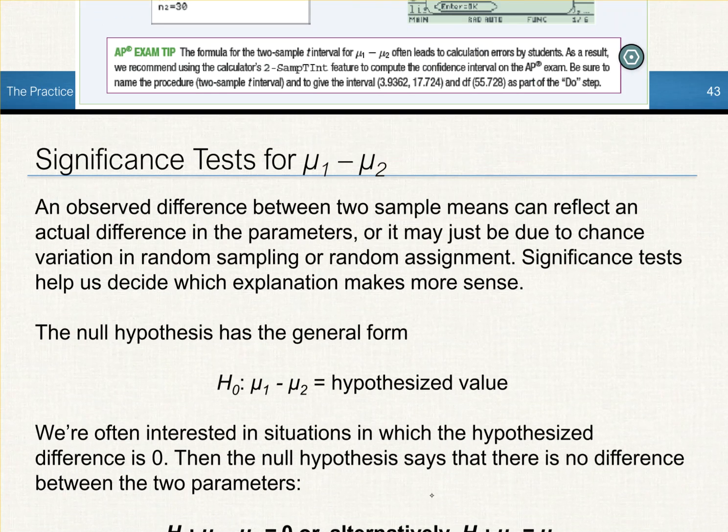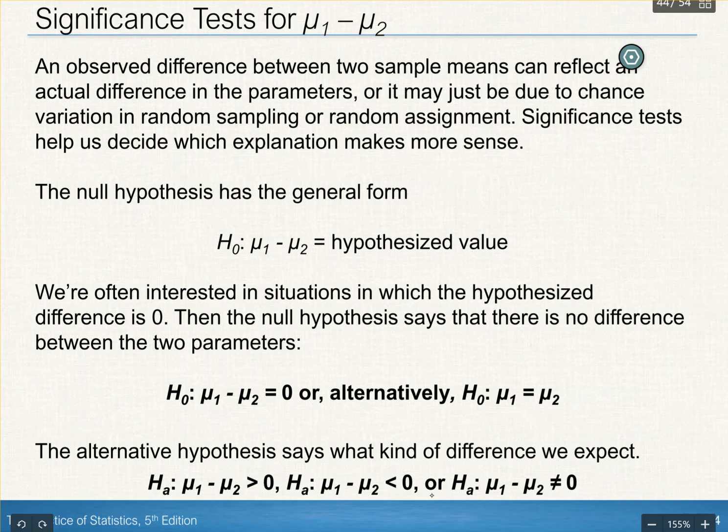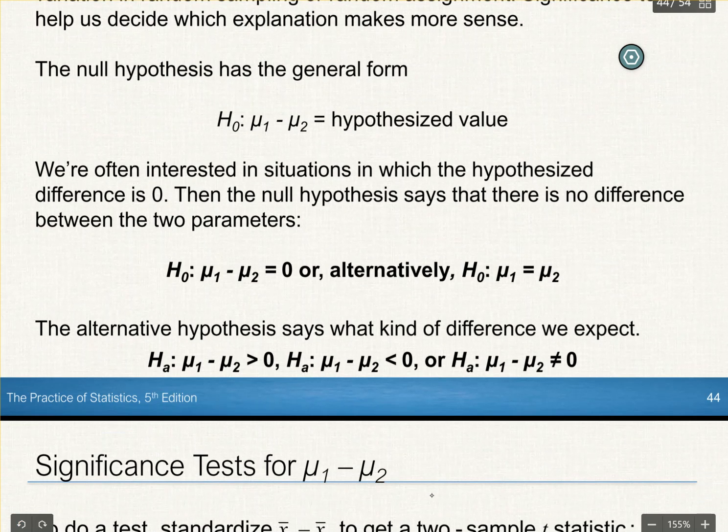So that's confidence intervals. Now significance tests. Again, we've talked about how those are closely related, so we're going to do the same idea. Our null hypothesis is that we subtract the two means, and we're going to say that there's no difference between the two parameters. That's what our null hypothesis will always be. An alternative is that one's bigger than the other, or they're just not the same.